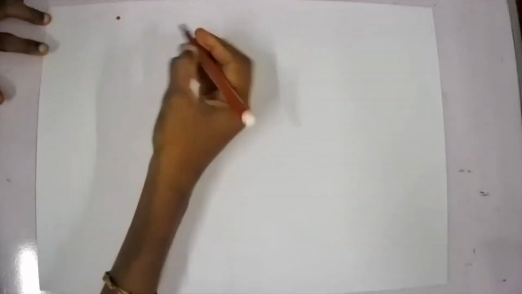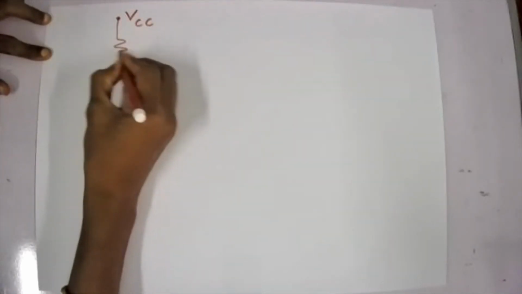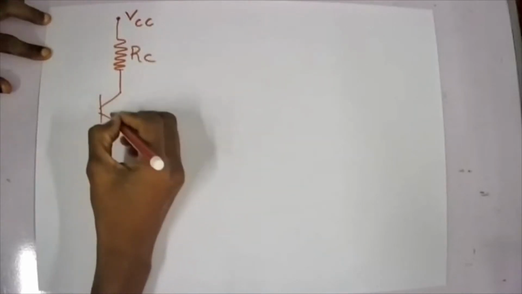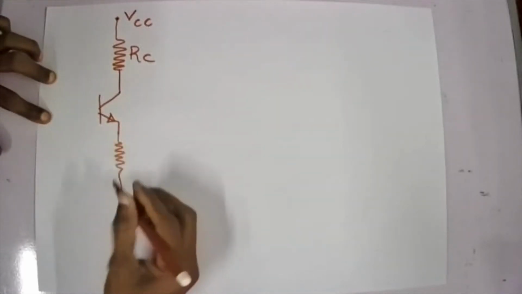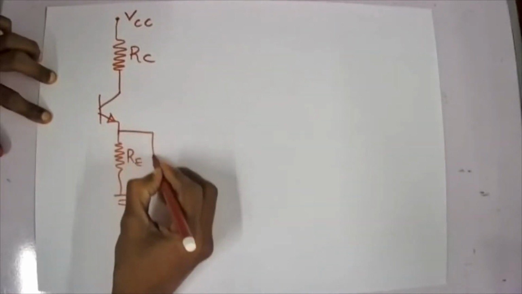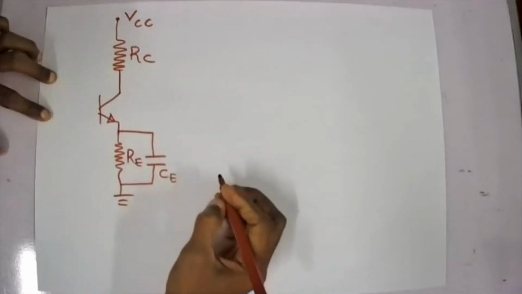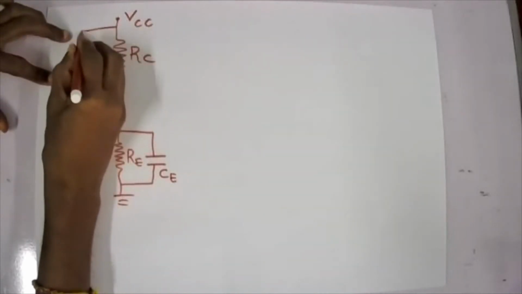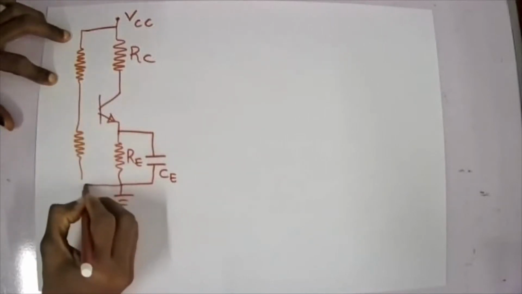So yeah, I have my VCC, then RC, transistor. This is an NPN transistor. Then RE, emitter resistance, which is grounded, and then this emitter resistance will have a bypass capacitor CE, and then I have my potential divider here. This will be R1 and R2.